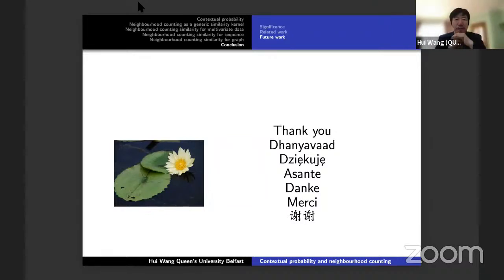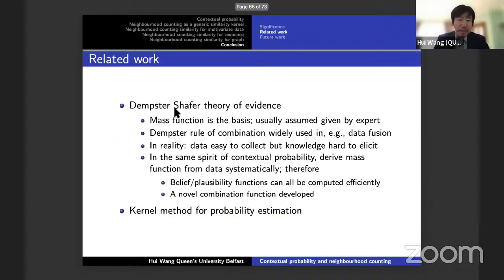I think there's one question in the chat. Can neighborhood counting similarity be applied on protein data to find proteins of similar functions? Protein data should be sequence data, and sequence data can be compared by all common subsequences, and there are different versions of the ACS. Maybe I can go back to the earlier slides.